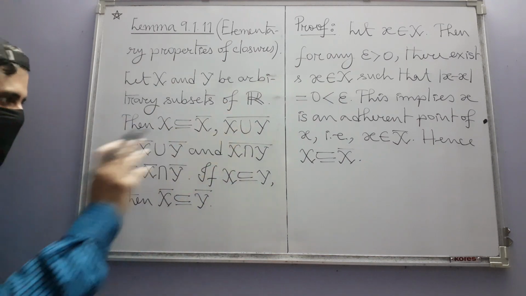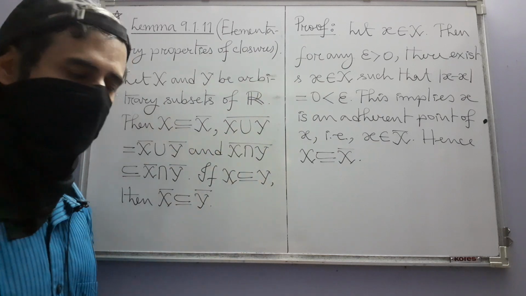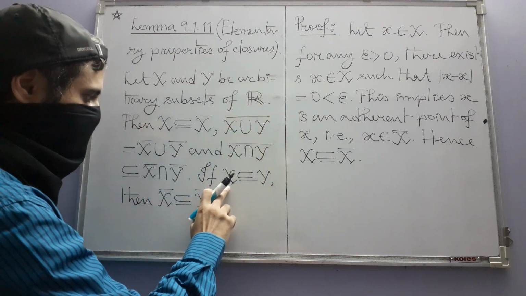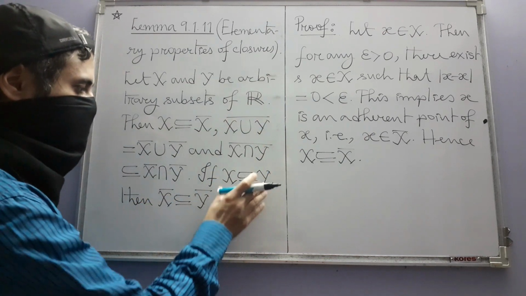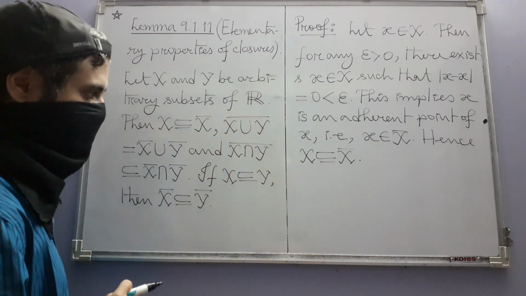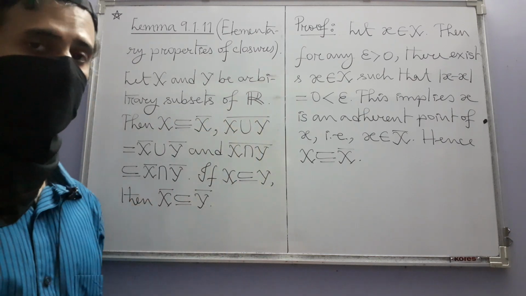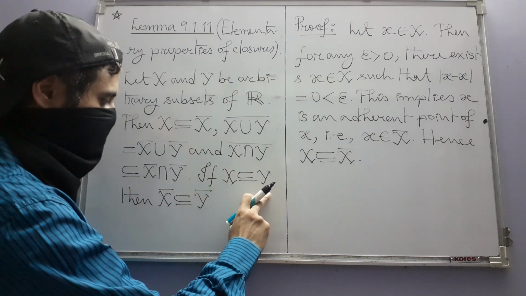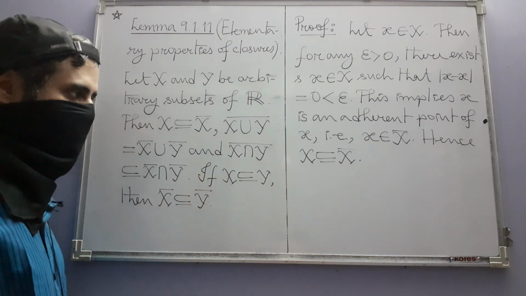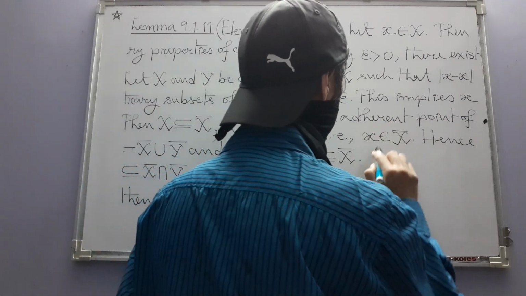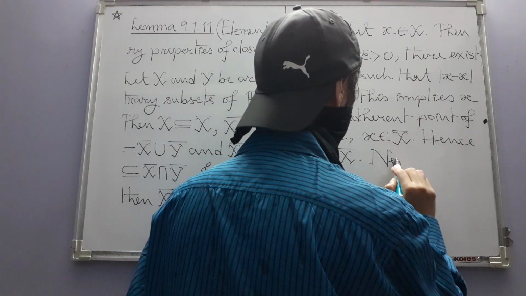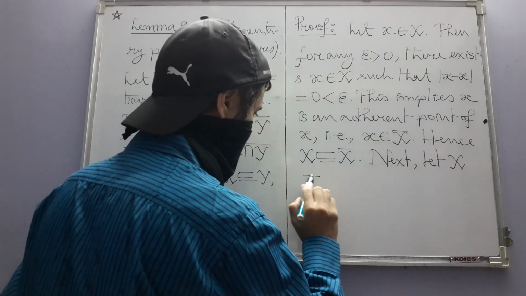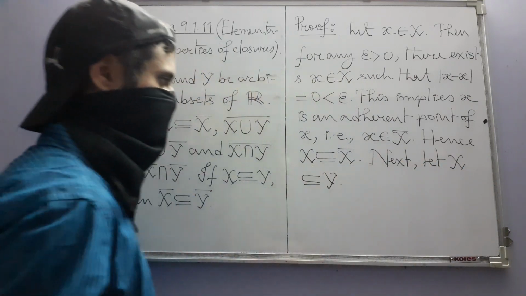And then we have some other things involving union and intersection of sets and their closures. But before we get to these things, let us prove this one instead, which can be used to prove these things in a somewhat quicker manner. Okay. So now we want to prove that if x is a subset of y, then the closure of x is a subset of the closure of y. Next, let x be a subset of y.